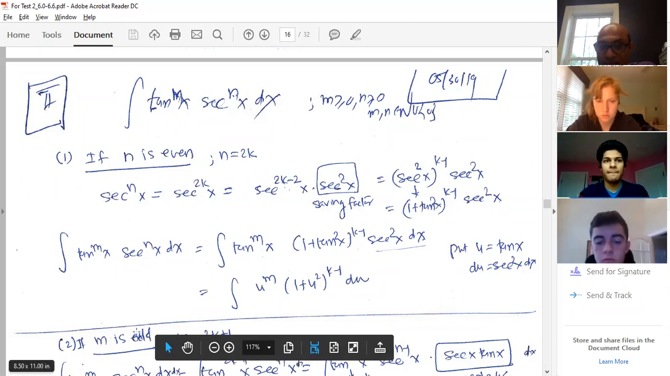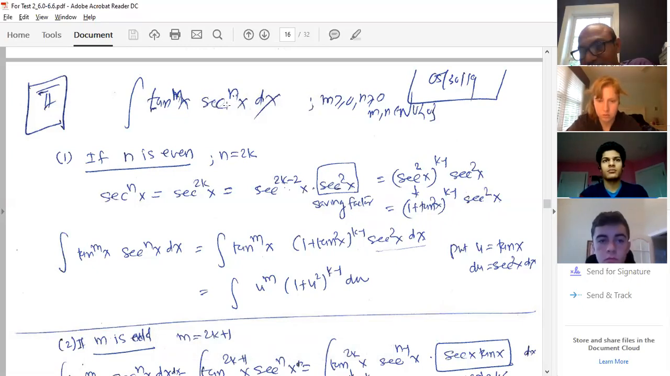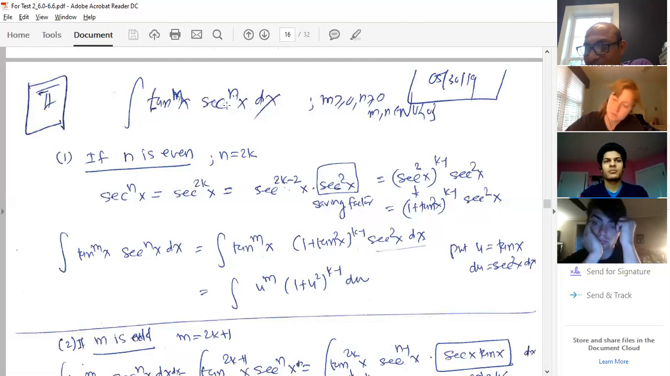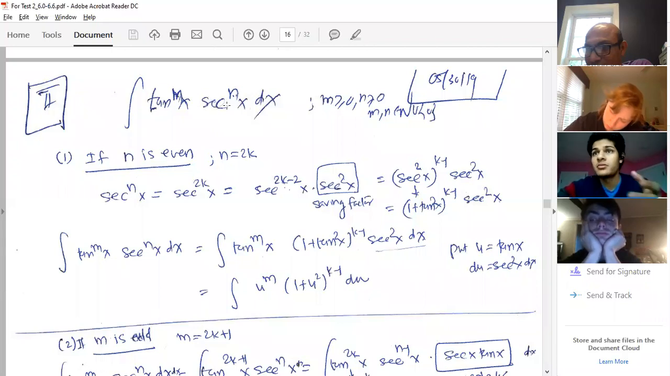Look at my cursor, m is odd. That means I have to use u equal to secant x, agree? What is the derivative of secant x? Is it secant x tangent x? Secant x tangent x, and that's why now we are going to save secant x tangent x as a saving factor, right?